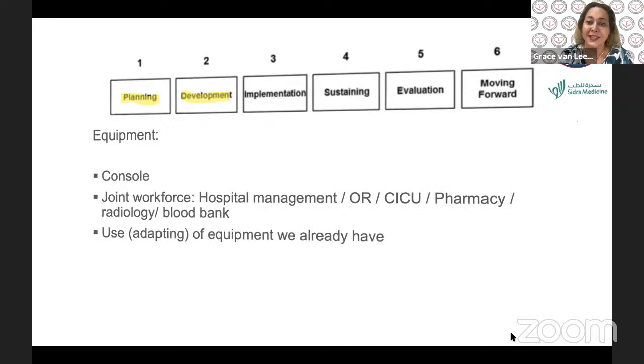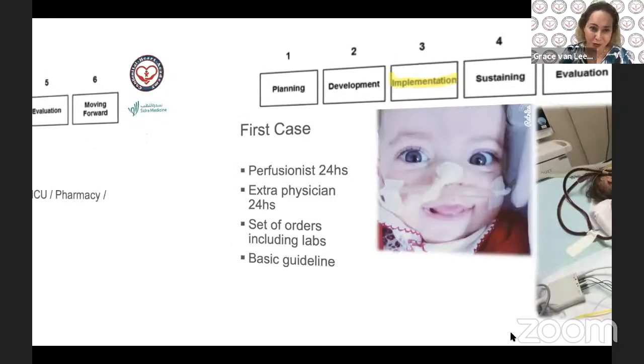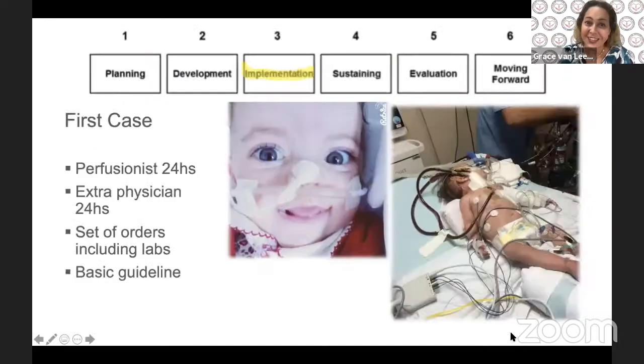And then we started the first case, this beautiful girl, and we were scared to death. But it was a nice start. She survived.